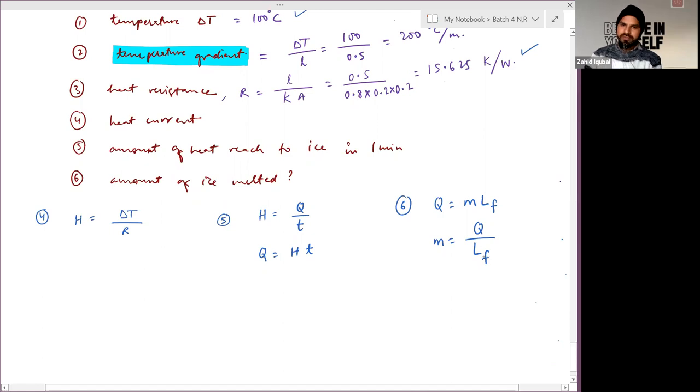Let me give you some hint for this last part. Latent fusion constant equals 80 calorie per gram. To convert calorie in terms of SI unit, it will be 80 multiplied by 4.2 divided by gram in terms of kilogram, so 10 to the power minus 3. On simplifying, you will get 80 into 4.2 into 10 to the power plus 3. Just put the value of latent fusion in the above expression.